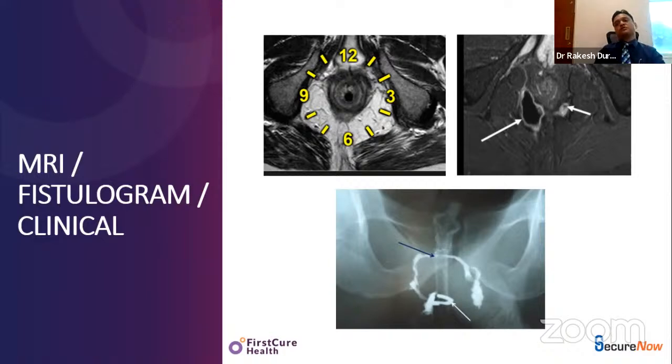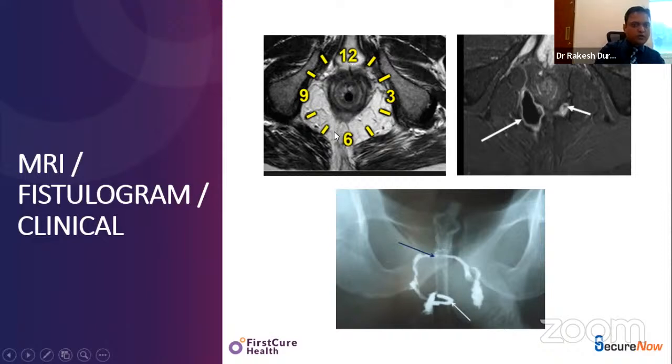Because it also does not give you a 3D vision of a fistula. Like in the last image that you see, it is an X-ray, that means the fistulogram. It is only a two-way fistula, the 2D image, so we cannot see into it. But in this MRI, it gives you a three-dimensional view.